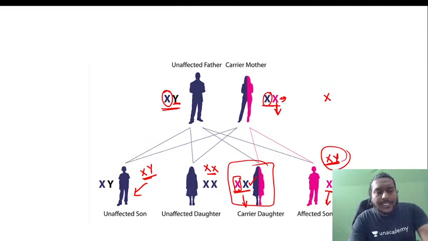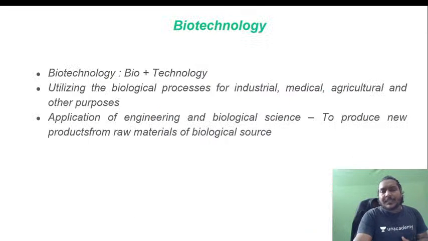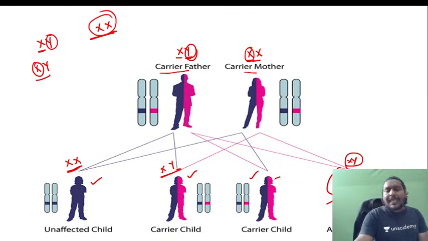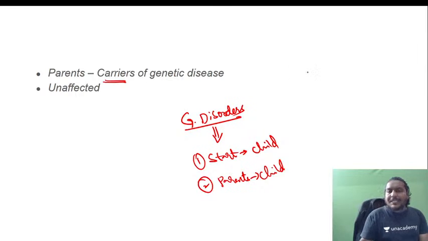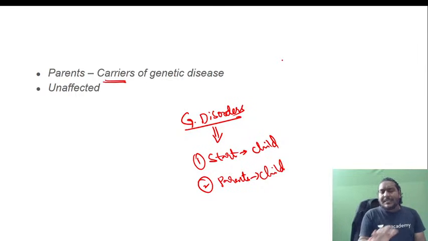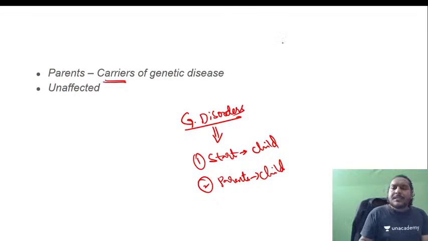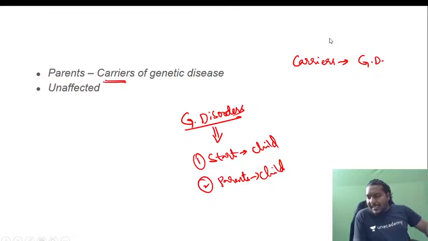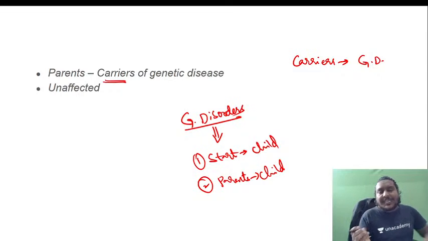Now let's look into another case. So for example, let's say there is a brother and a sister. Okay, there is a brother and sister, which means they are coming from the same parents. Now, let's say this brother and sister are the carriers of a genetic disorder. So what is going to happen as we go further?